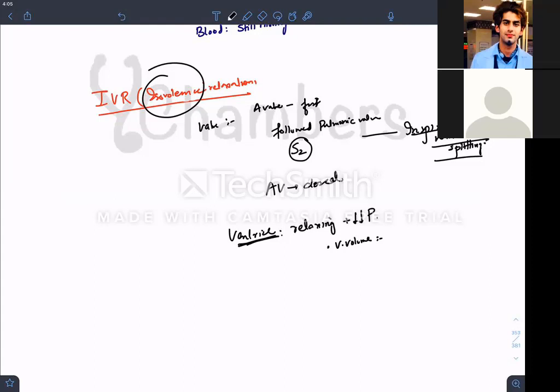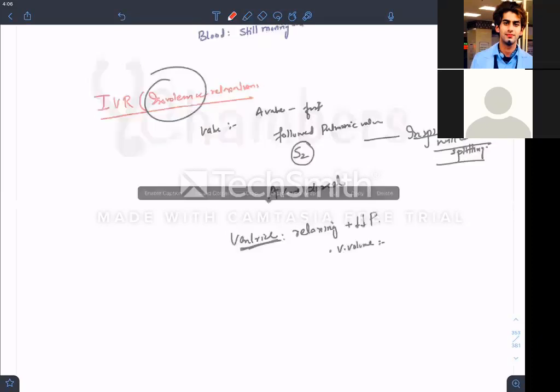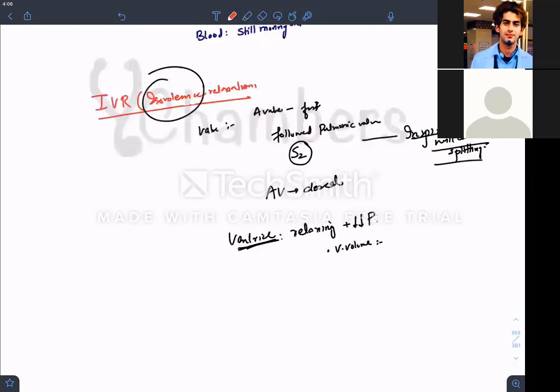I will be telling you in the JVP there is a notch seen. Please write it here, write a notch name. I will be teaching in JVP. There is a blip seen once the aortic valve is closing.